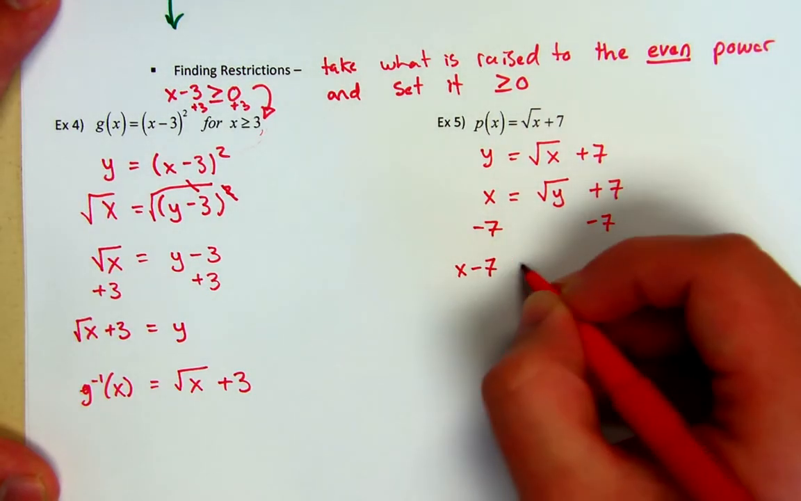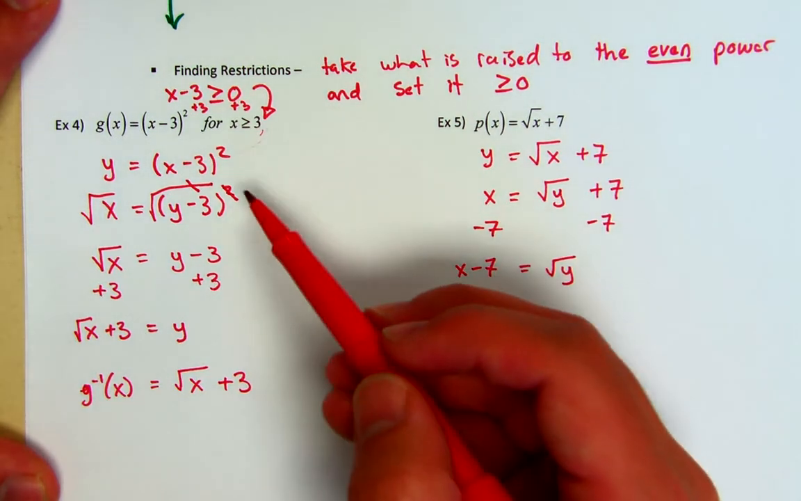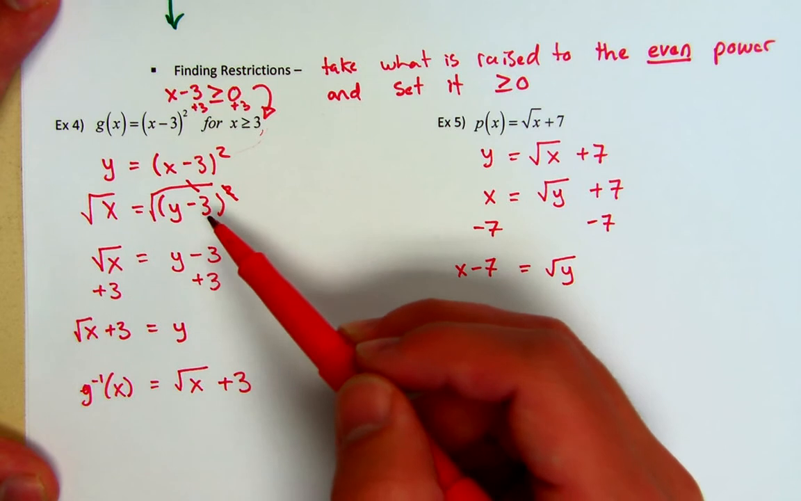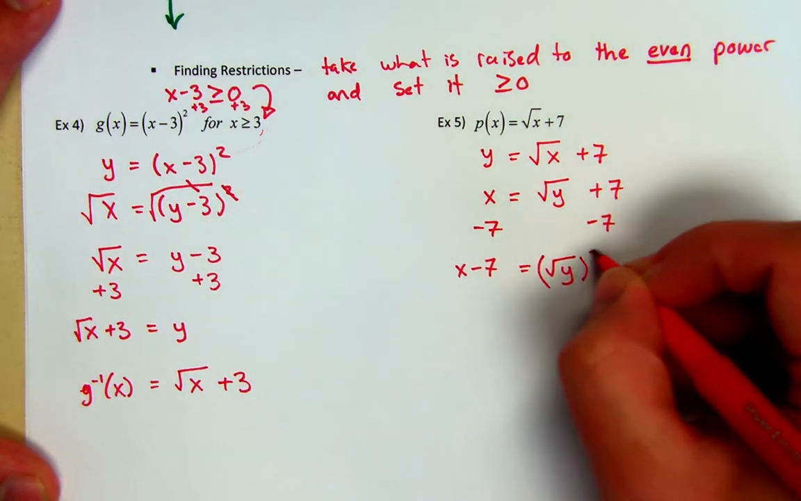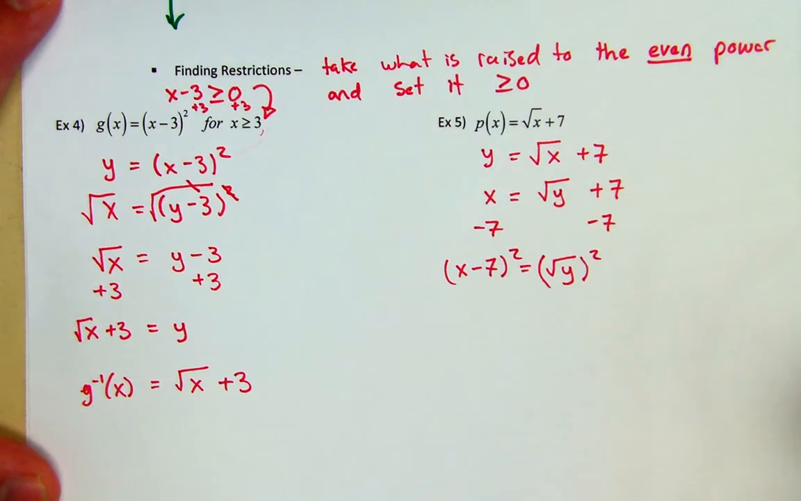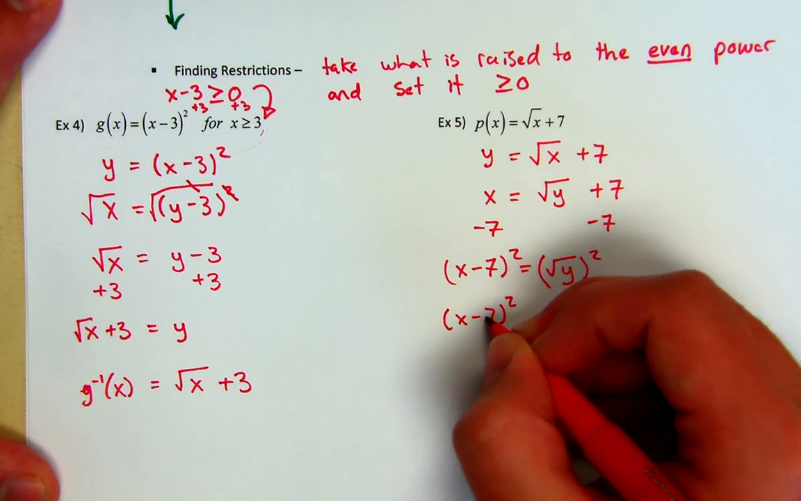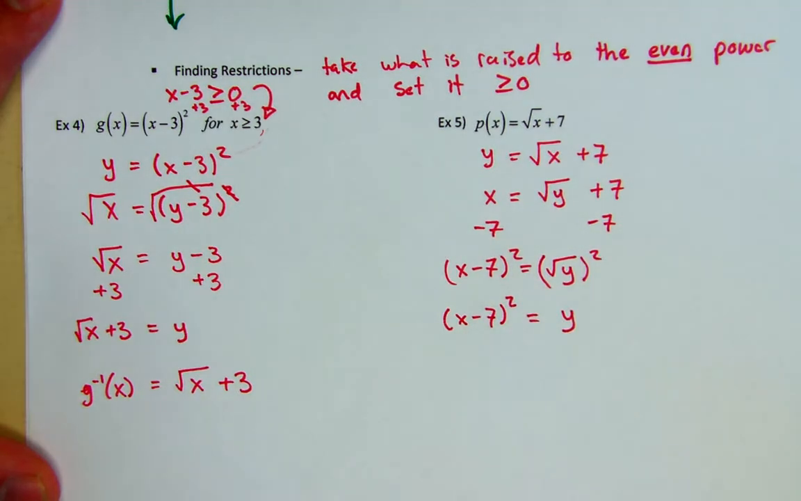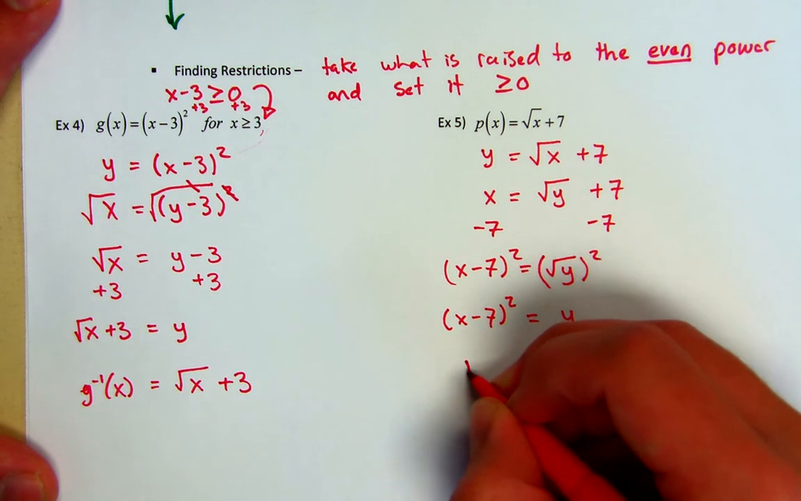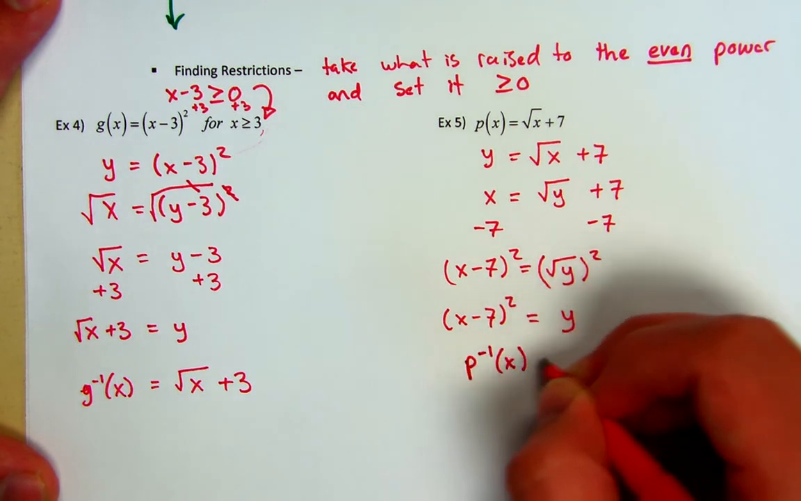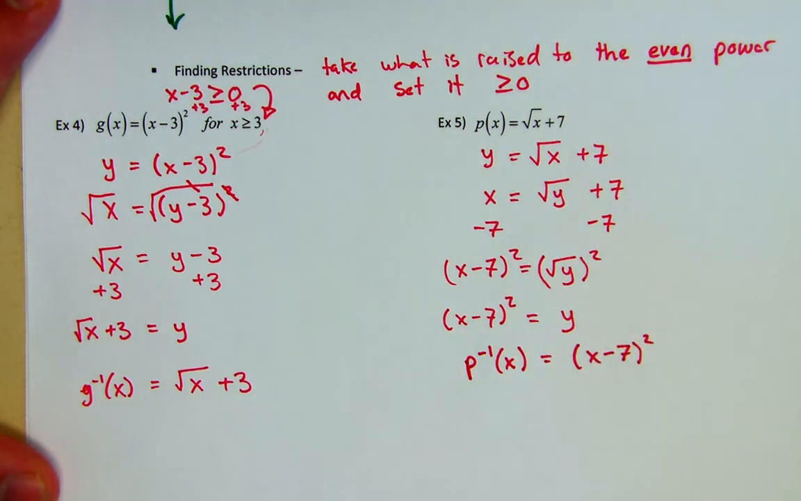x minus 7 equals the square root of y. Again, just like getting rid of an even power, we square rooted both sides. But now, to get rid of a square root, we need to raise both sides to the second power. So we have x minus 7 to the second power equals y. And finally, we have to put it in correct inverse notation. So p inverse of x equals x minus 7 squared.